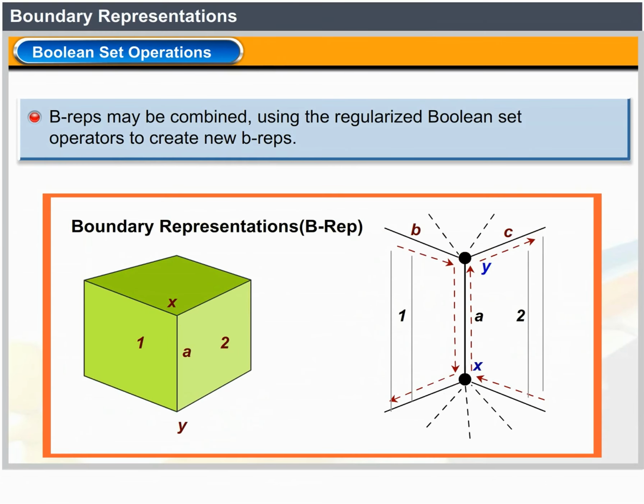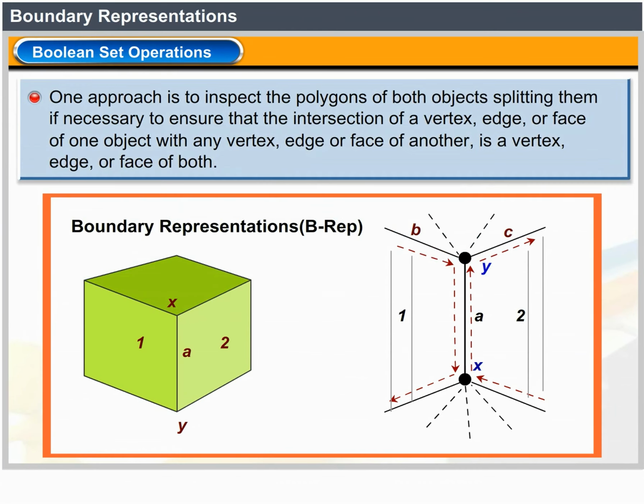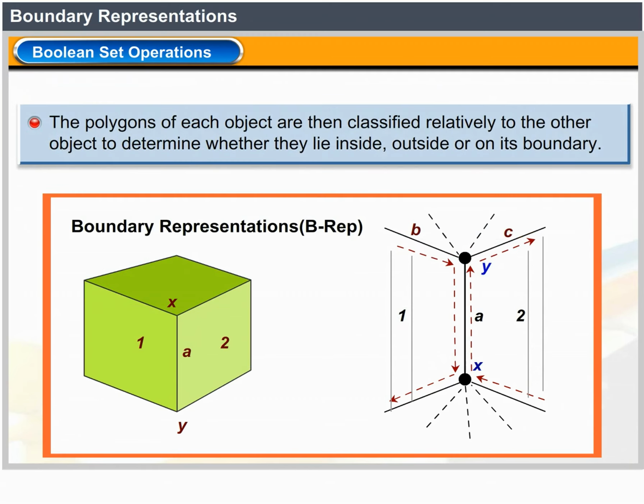Boolean set operations. B-reps may be combined using the regularized Boolean set operators to create new B-reps. One approach is to inspect the polygons of both objects, splitting them if necessary, to ensure that the intersection of a vertex, edge or face of one object with any vertex, edge or face of another is a vertex, edge or face of both. The polygons of each object are then classified relative to the other object to determine whether they lie inside or outside or on its boundary.